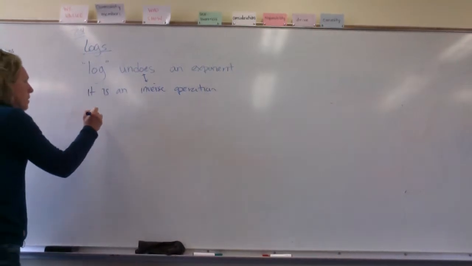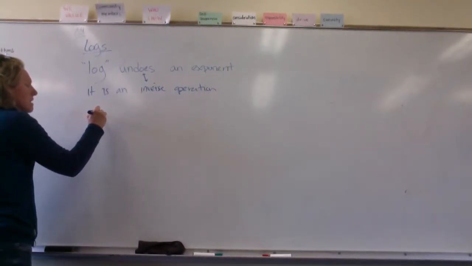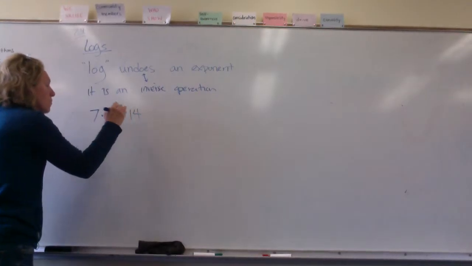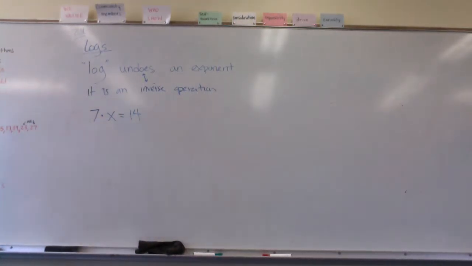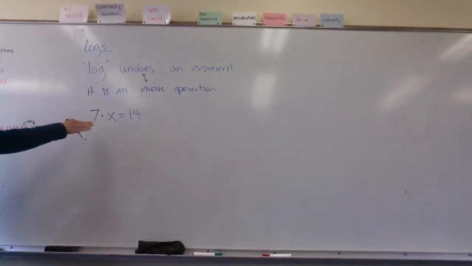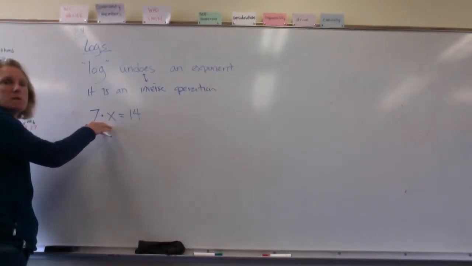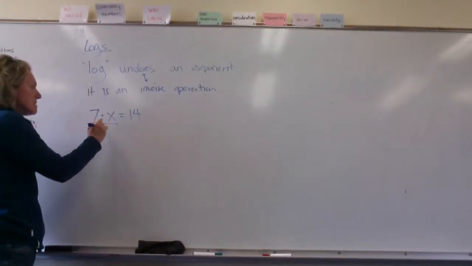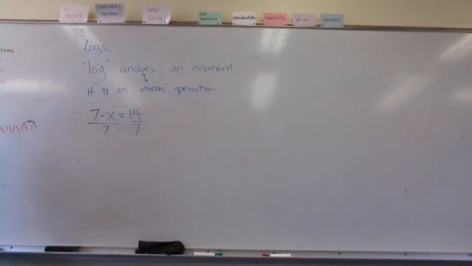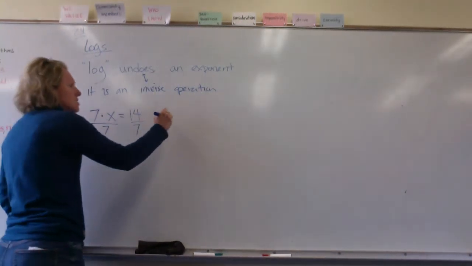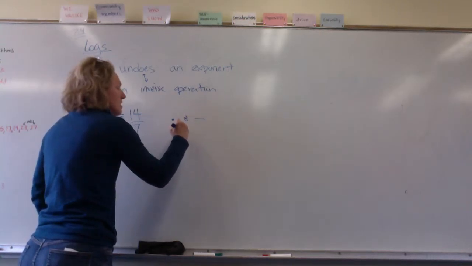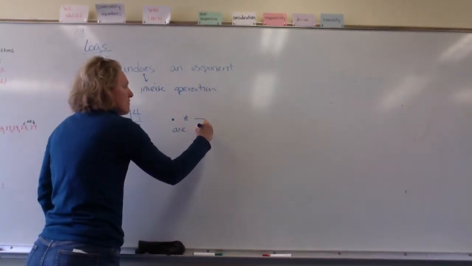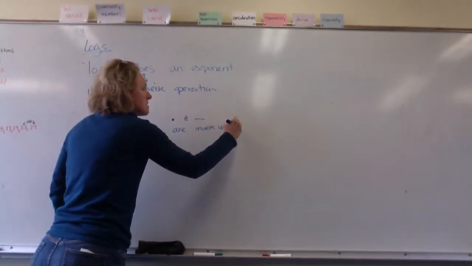So, for example, suppose I said, what operation is this? Multiplication. And how do I undo multiplication? Division. You divide. And how do we show division? How would I show that I want to undo multiplication? I draw a line. That is a symbol. This symbol represents multiplication. This symbol represents division. Those are inverse operations. Multiplication and division are inverse operations.